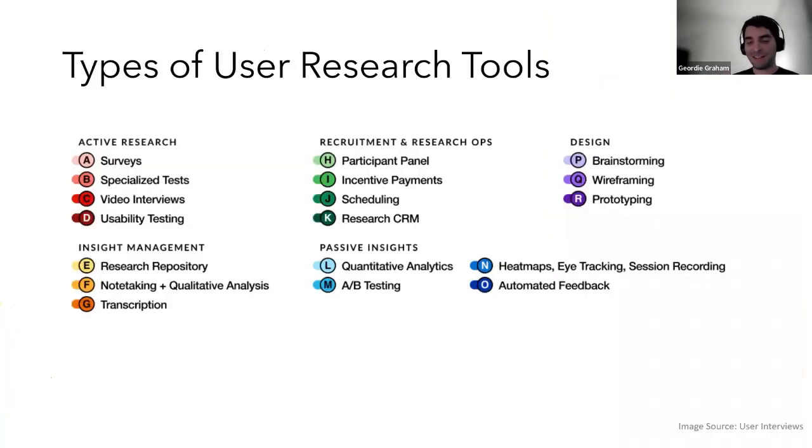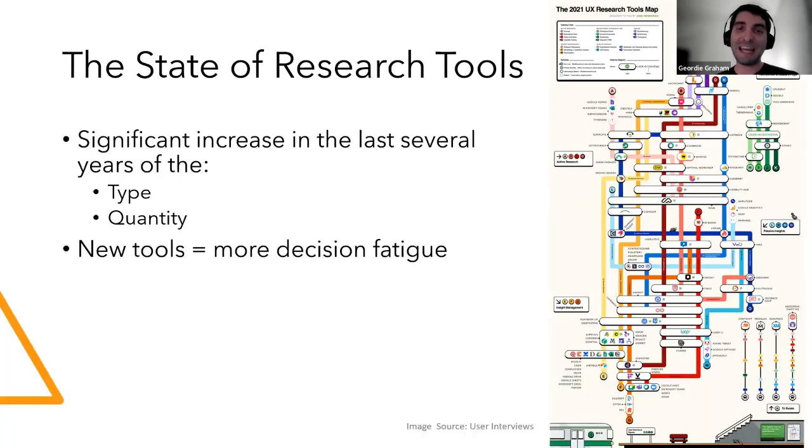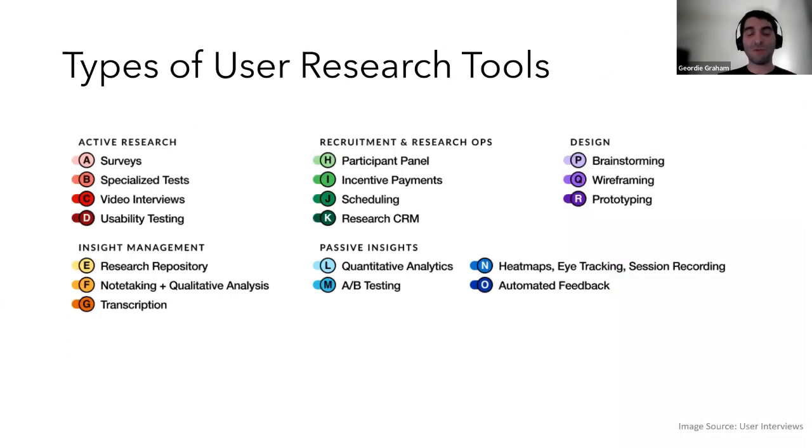And from there, this is interesting, this image is actually taken from the tools map image to show the various types of user research tools that are now available. You've got active research, as they call it, with multiple survey options, specialized tests, video interviewing, usability testing, multiple types of insight management, going through everything from note-taking to transcription to research repositories. I mentioned earlier with Dovetail, they have 3 different products now that they're offering people with different components of the insight management process.